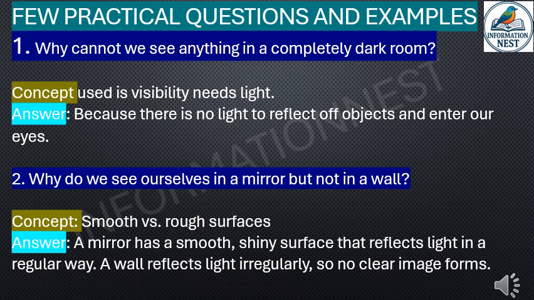Question number two, why do we see ourselves in a mirror but not in a wall? Here is a fun one. Mirrors are smooth and shiny. They reflect light in a neat, organized way, like a well trained dance troupe. Walls, on the other hand, are rough and scatter light all over the place, like a messy party. That's why mirrors show your reflection and walls just show paint.